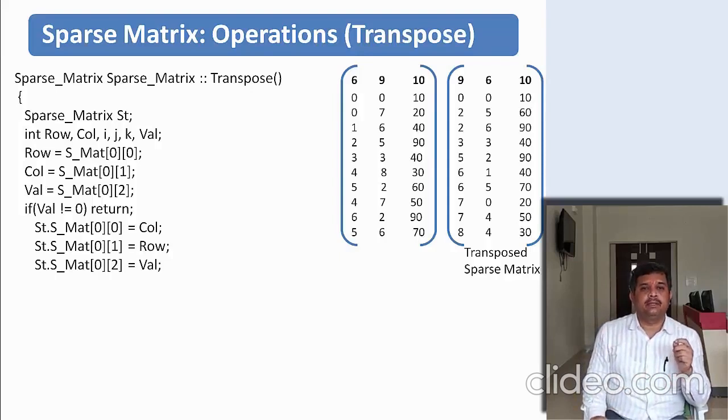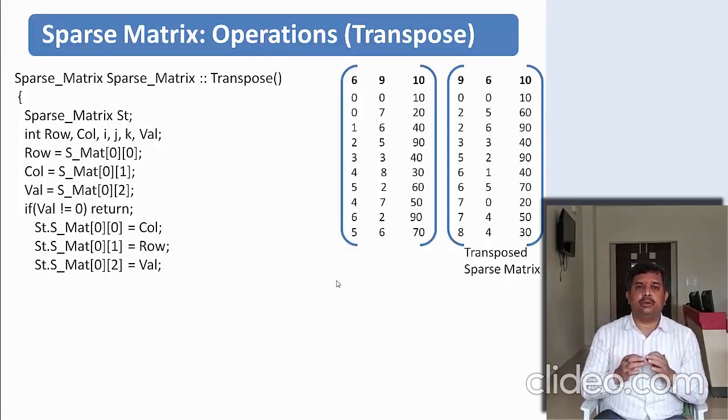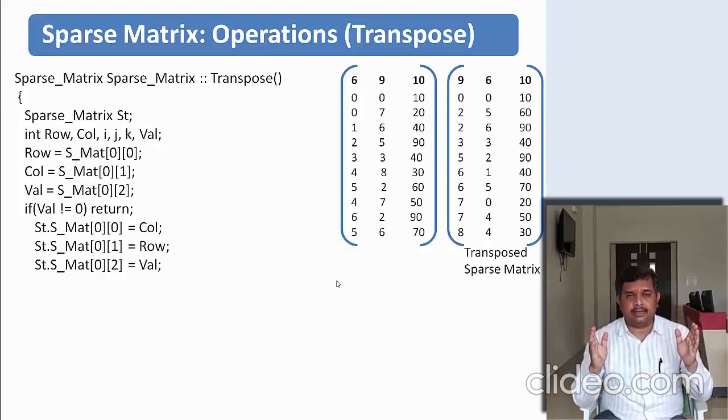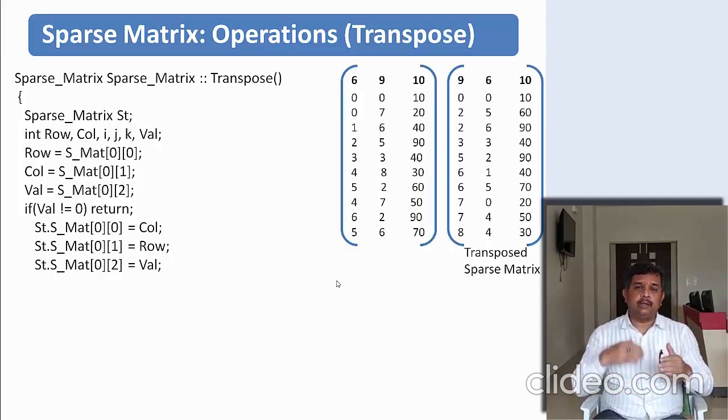in the sparse matrix. So in the original matrix, 0, 0 location indicates the row, we will save it in row. 0, 1th location of the original matrix we will save in column, and 0, 2th location of the original matrix indicates how many non-zero values are there, it will be saved in val. And if val is not equal to 0, it means this matrix contains some data, then only transpose we can do. If the whole matrix is a 0 matrix, then what is the use of doing any transpose?